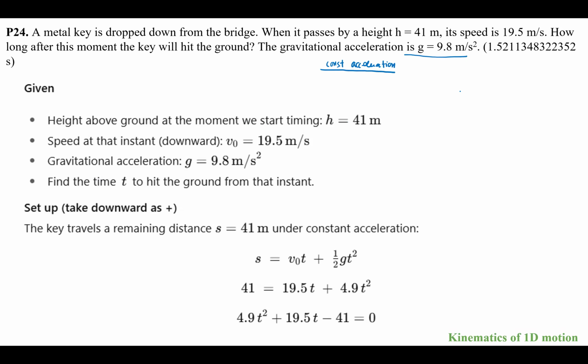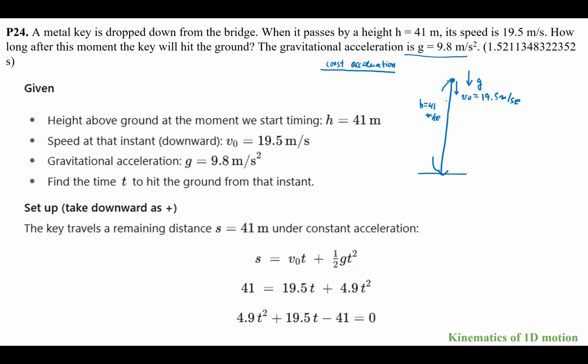Constant acceleration motion. So let's assume that this is the starting point. Note that from the ground to here, h is initially given as 41 meters. And it is dropped. It is under the influence of a constant gravitational acceleration. Okay, and note that the initial velocity is also given. V0 is 19.5 meter per second.